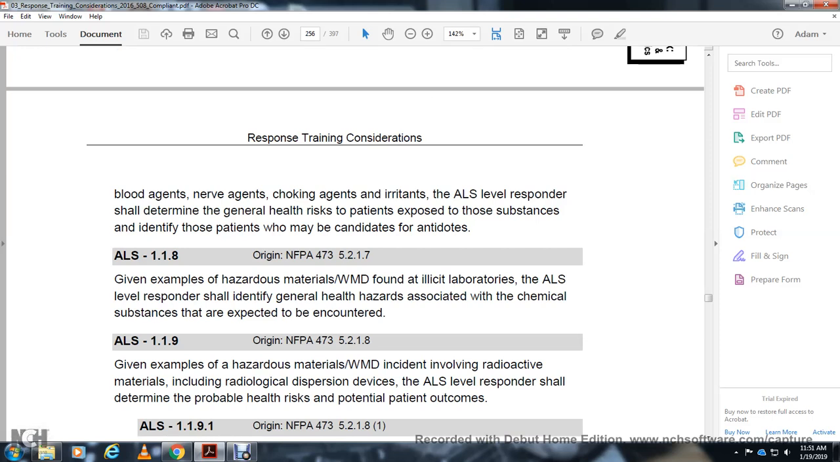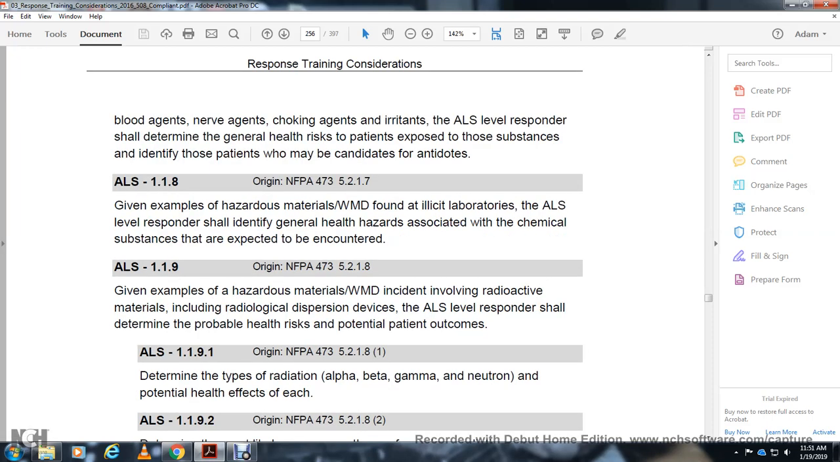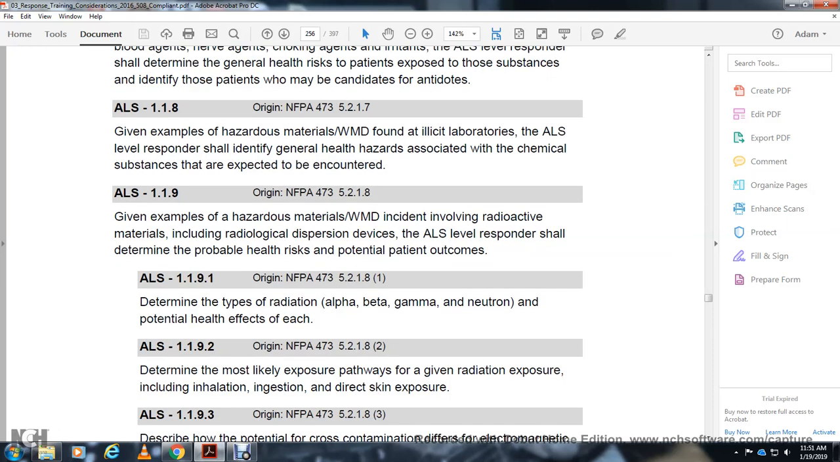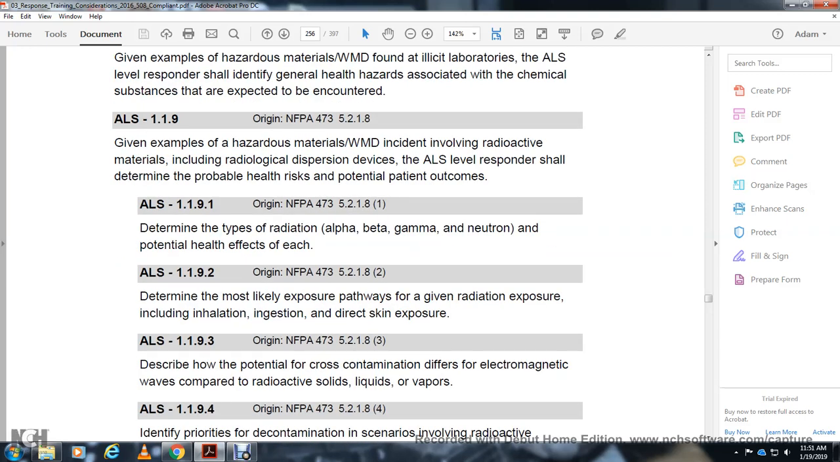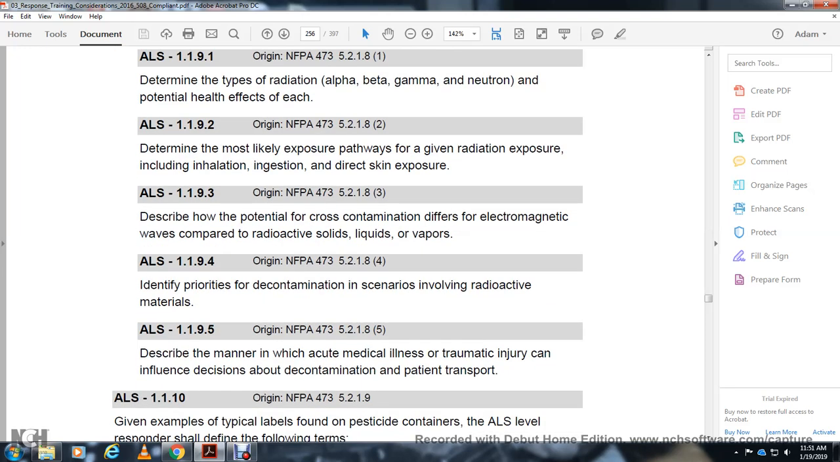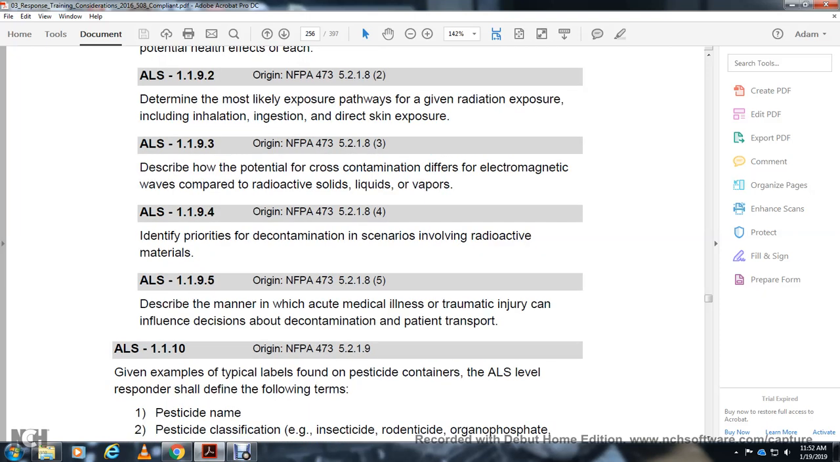Give an example of a hazmat weapon of mass destruction incident involving radioactive material, including radioactive dispersal devices. The advanced life support level of response should determine the probable health risk and potential patient outcome, and determine the type of radiation, alpha, beta, gamma, or neutron, and the potential health effects of each. Determine the most likely exposure pathway of the radiation exposure, including inhalation, ingestion, and direct skin exposure. Describe how potential cross contamination differs with electromagnetic waves compared to radioactive solids, liquids, and vapors, and identify the properties of the decontamination scenarios involved with reactive material. Describe the manner in which acute medical illness with a traumatic injury can influence the decisions on decontamination, treatment, information, and transport.